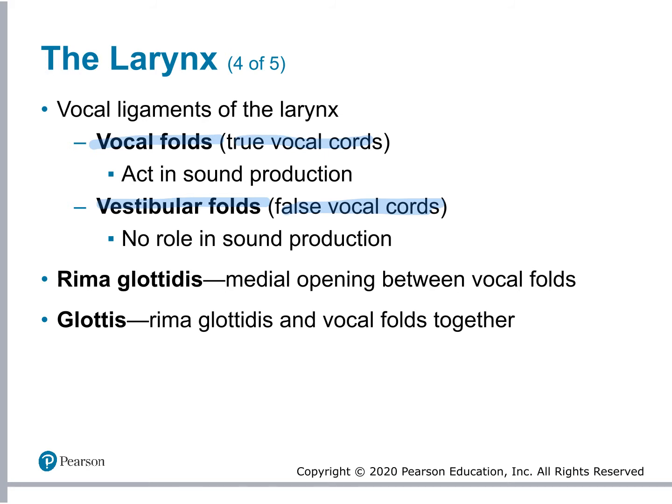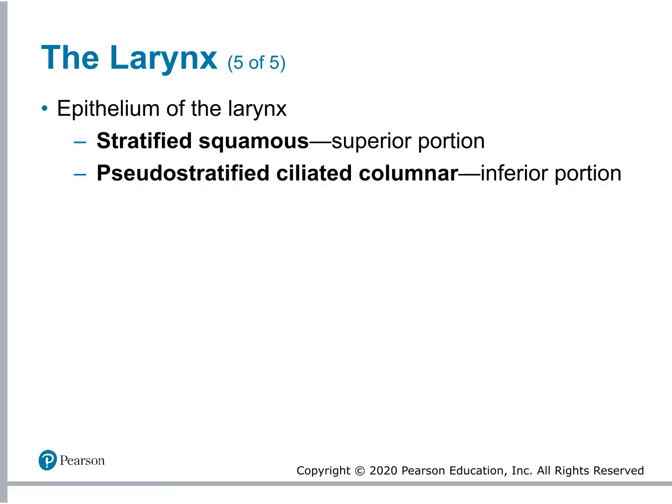The opening between the vocal folds is called the glottis. That is the opening between the vocal folds, which is why the epiglottis, which is above it, folds over it whenever you swallow. The inner lining of the larynx is actually 2 types of tissues. The superior part, the upper part of the larynx, is lined with stratified squamous epithelium, because it is possible for some liquid or solid foods to pass by the upper part of the larynx. The rest of it is going to be the PCCE, the pseudostratified ciliated columnar epithelium.